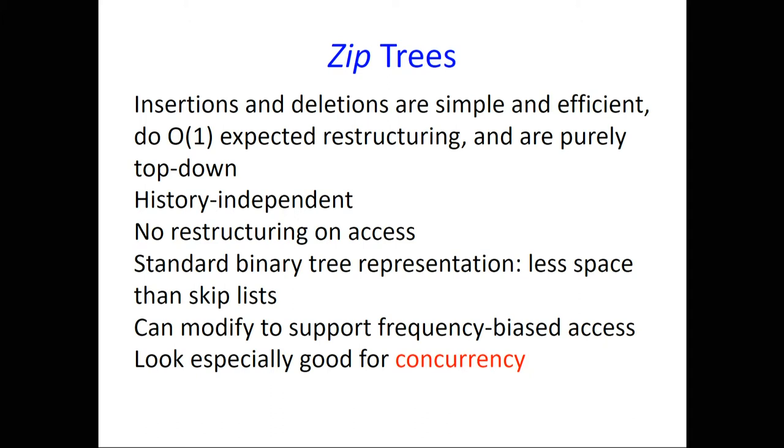So I think this is an especially nice candidate for a concurrent data structure, and recently I've been working on trying to come up with a good concurrent implementation in a very general model of concurrency in which we have multiple processors, but you don't know what their relative speeds are, and you don't know if they're reliable.